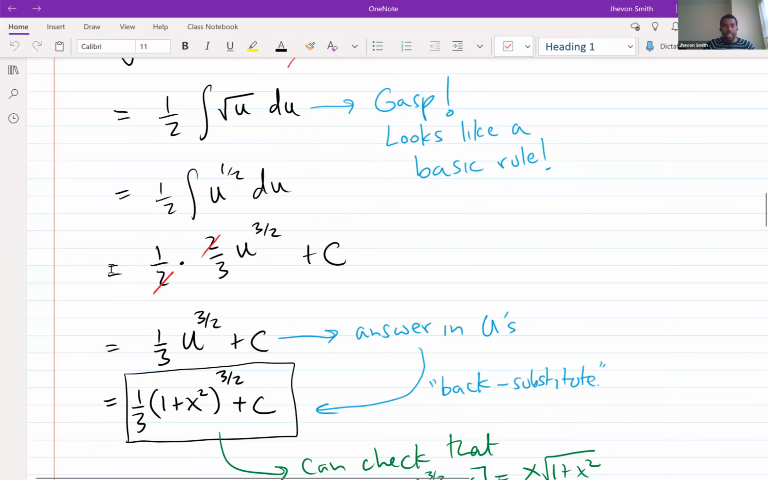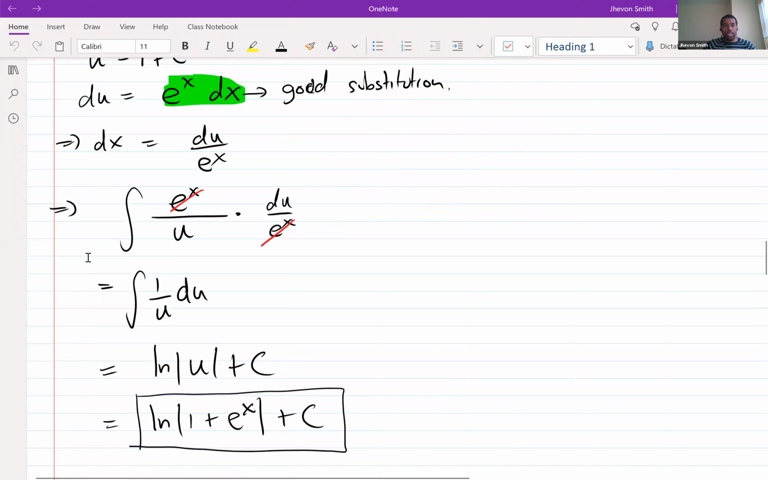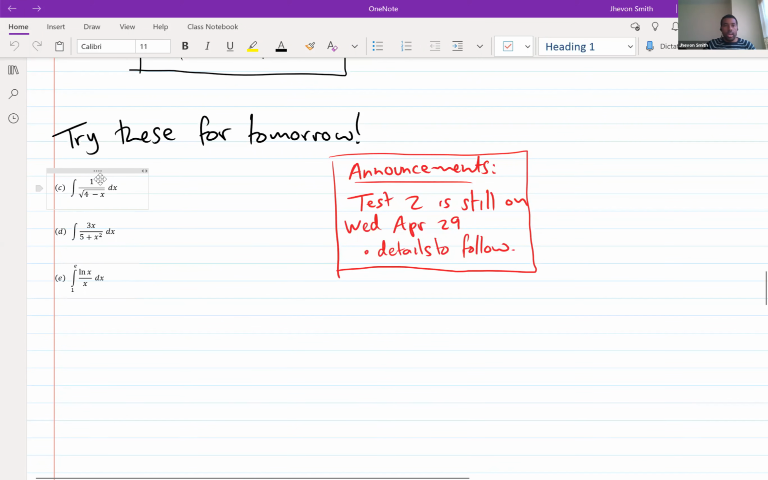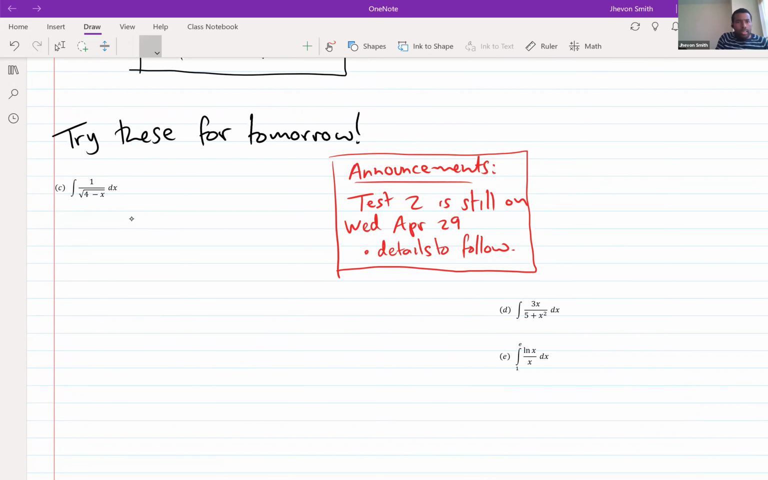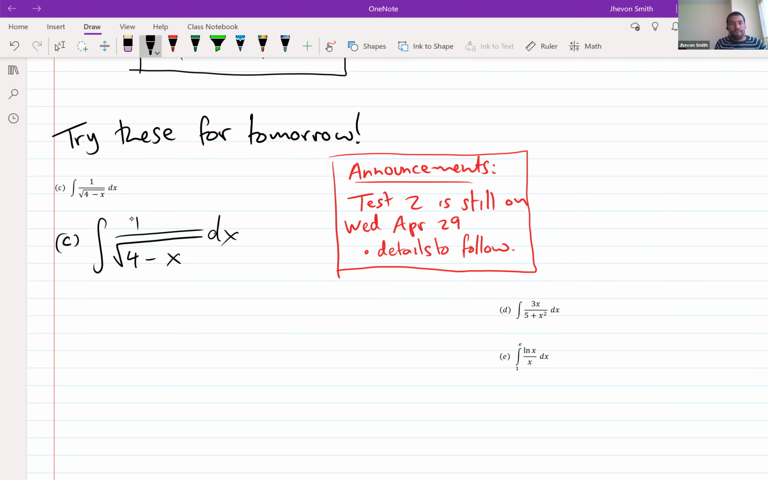And we did a second example. What we're going to do now is go through these three. I asked you guys to try these for today. Tomorrow is now. And so that's what we're going to do. So maybe at this point, let's do problem C. Maybe someone can tell me what they actually did for this one. Ideas?